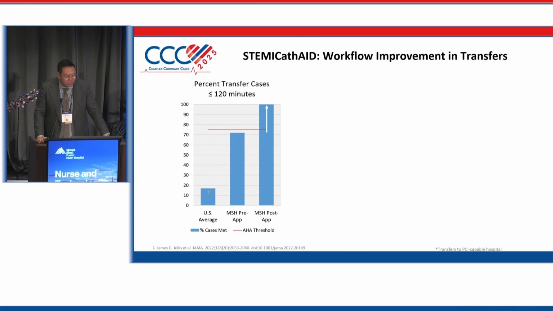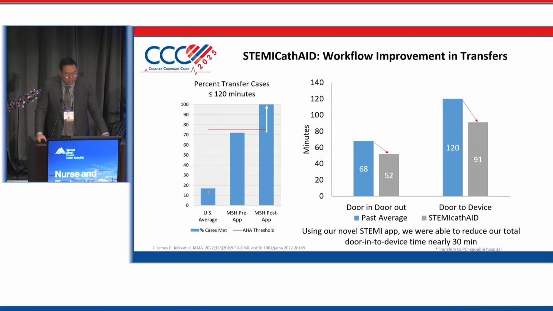Earlier today, Dr. Sharma was very proud about all the accolades we have at Mount Sinai, but this was one that we kind of put our heads down in shame over, where before the app we were not meeting the AHA threshold of just over 70%, where we needed to make 75%. This is where this quality project was born, and after we implemented the app, all our transfers since we went live in 2021 have reached 100% of the 120-minute metric.